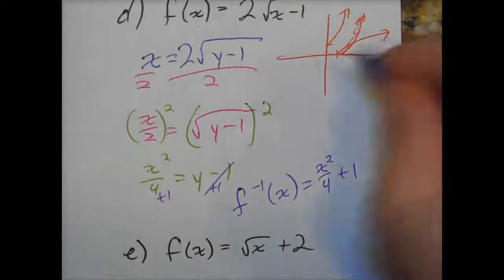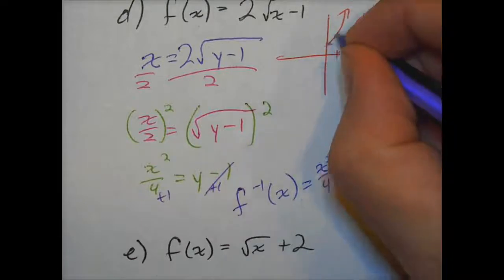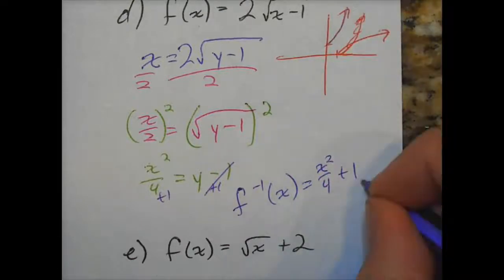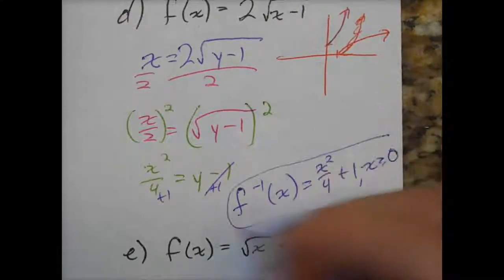All right, so now if I were to graph this thing, my y's are being divided by 4. I have moved up 1, so divided by 4 and moved up 1. So notice we only want the positive part of that parabola. So x needs to be greater than or equal to 0.